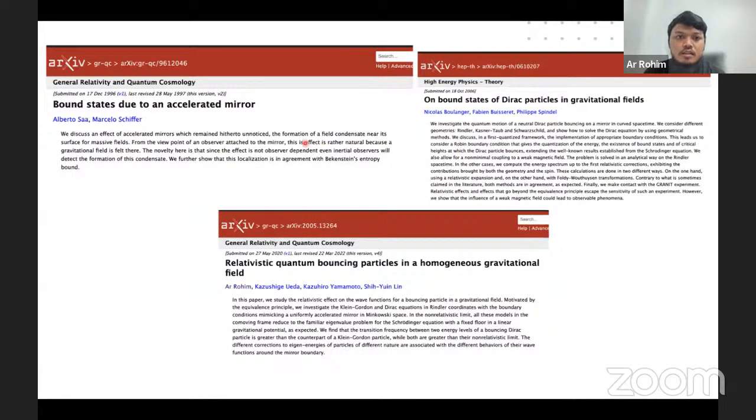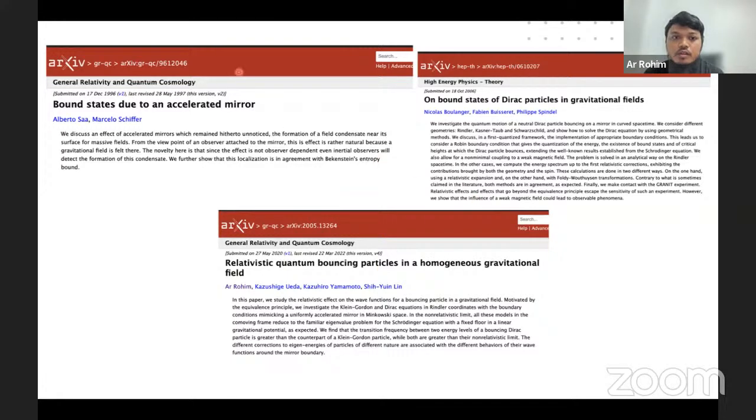There are several works which may be related to quantum bouncing particles in the context of relativistic particles. The first one I would like to mention is the work by Alberto Sa and Marcelo Siever, which considers the bound states due to an unaccelerated mirror, and also Nicolas Boulanger et al., which considers Dirac particles in gravitational fields. And maybe at the end of today's discussions, I will try to deliver some work related to relativistic quantum bouncing particles.